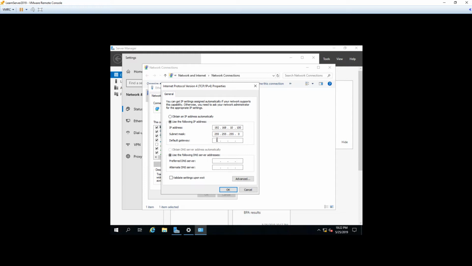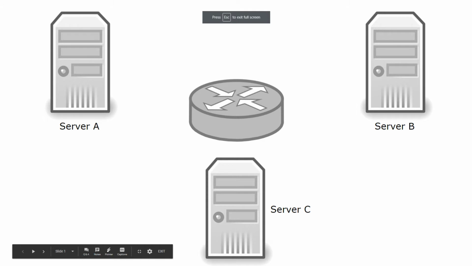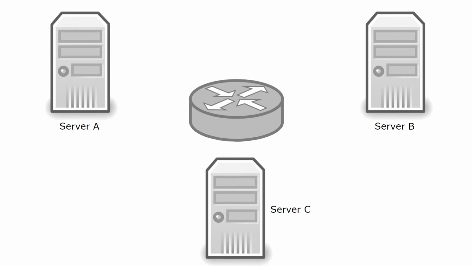So next, we need to put in that default gateway we talked about, which is basically the router address that we have set up. And the one that I have set up is 192.168.10.1.